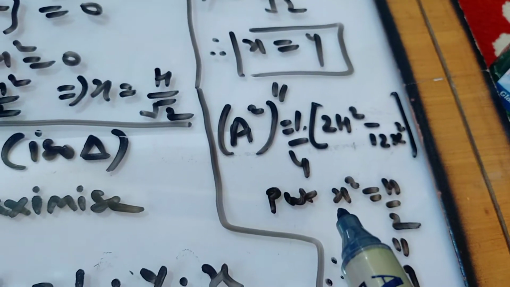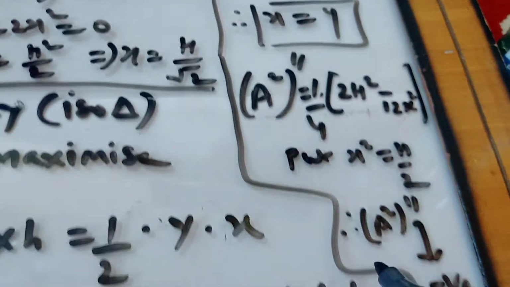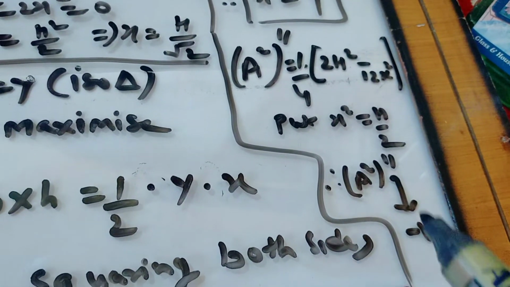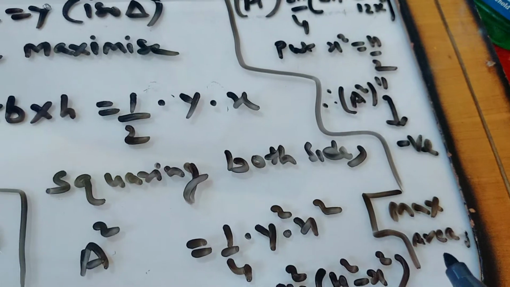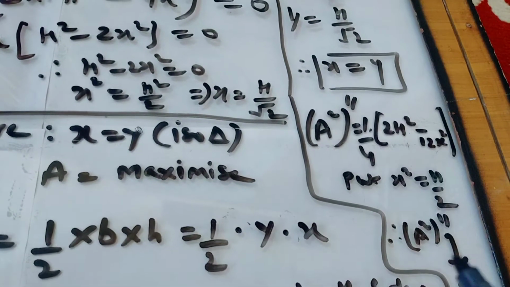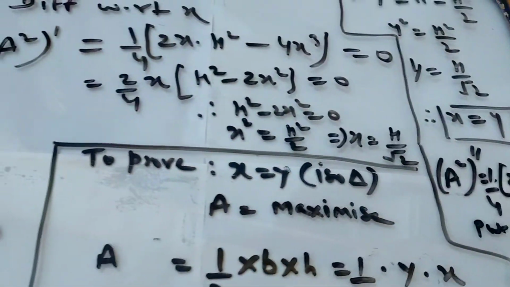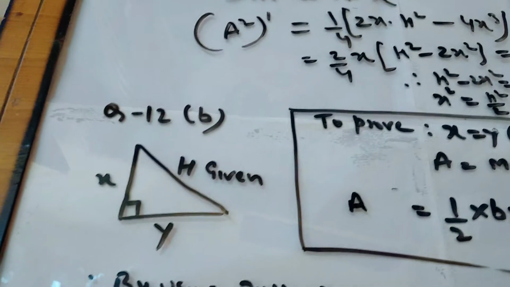Here I am going to substitute the value of x, which is h upon 2, in place of x square. So it will give a negative value, and that negative value indicates that it is the maximum area. So we have proved both the portions here, isosceles triangle and the maximum area. So this question for 6 marks we have done from the 2020 board paper.